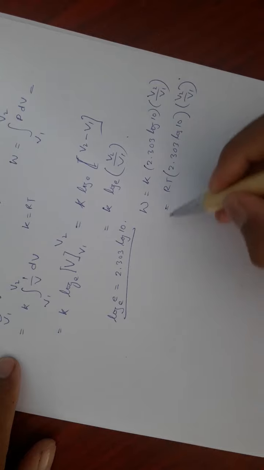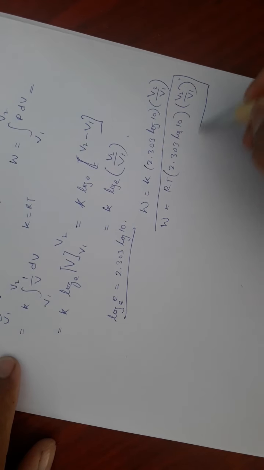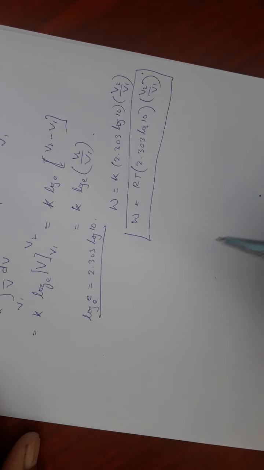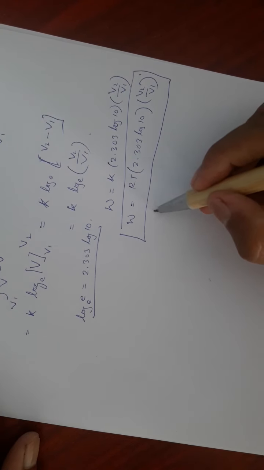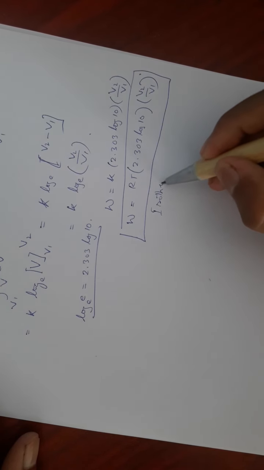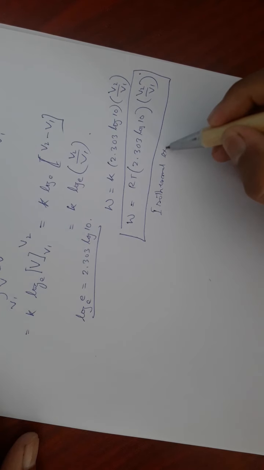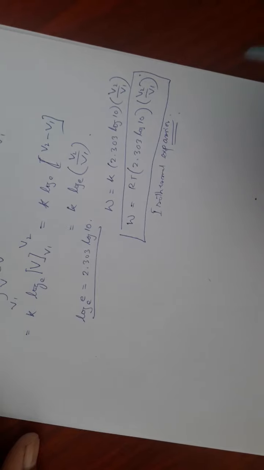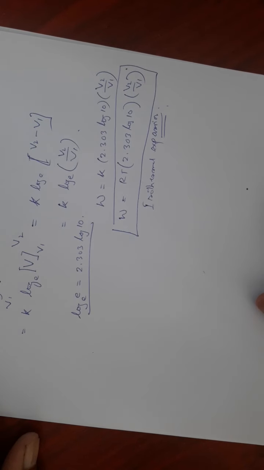This much we have done in the derivation in the previous class. So this is the equation for work done during isothermal expansion.